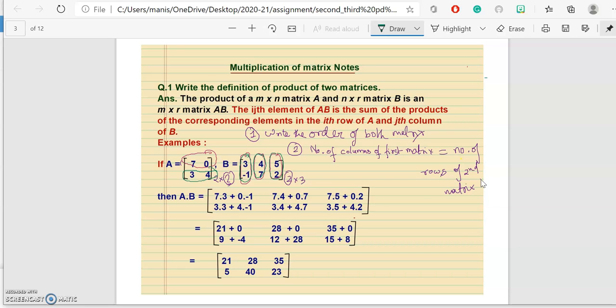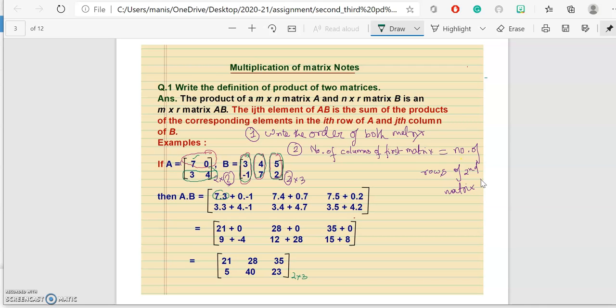So if I look over here, I did 7 times 3, I got 7 times 3 plus 0 times negative 1. And again I have 7 times 4 plus 0 times 7. Then I have 7 times 5 plus 0 times 2. Similarly, I did this for the others, and 7 times 3 is 21 over here, plus 0, and I perform all the additions and I ended up with this answer. Now the order of this matrix is 2 by 3 over here. So this is how we multiply two matrices.